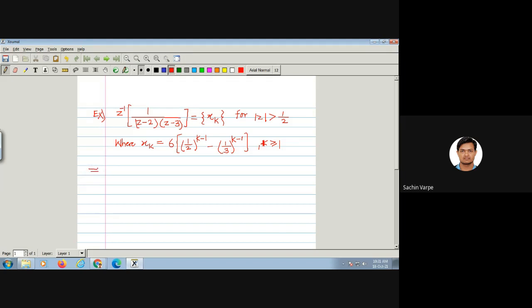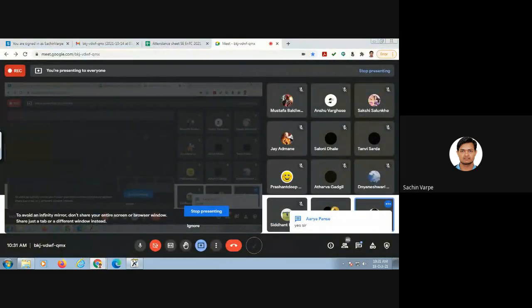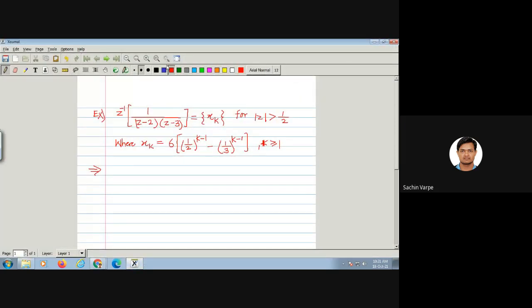Is the question clear to everyone? Say yes if it is clear. Okay. सर वहाँ पर फैक्टर्स भी 1/2 एंड 1/3 आएंगे ना? Yes, 1 by 2 and 1 by 3. That must be 1 by 2 and 1 by 3. It's a printing mistake.